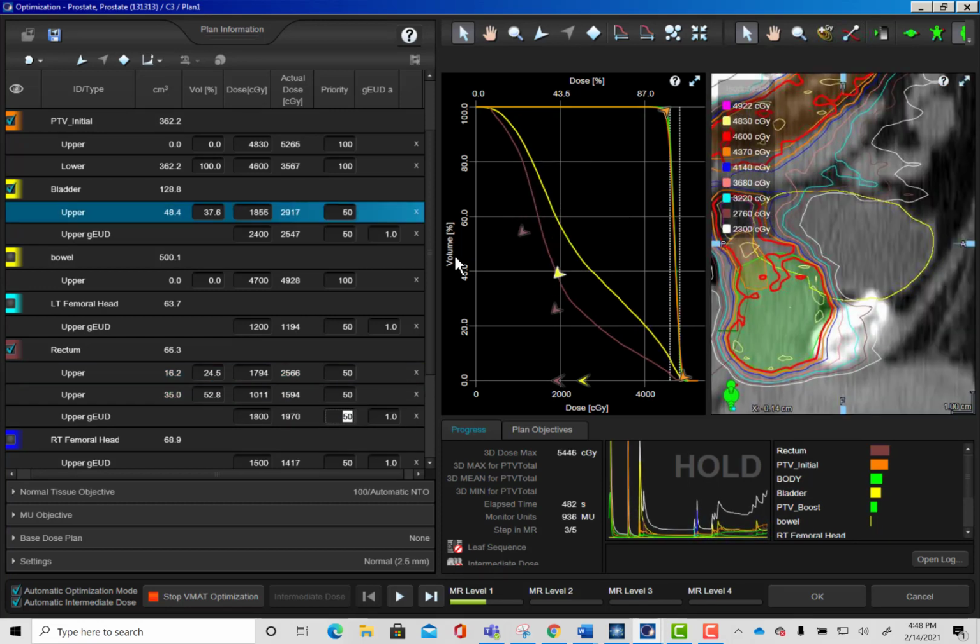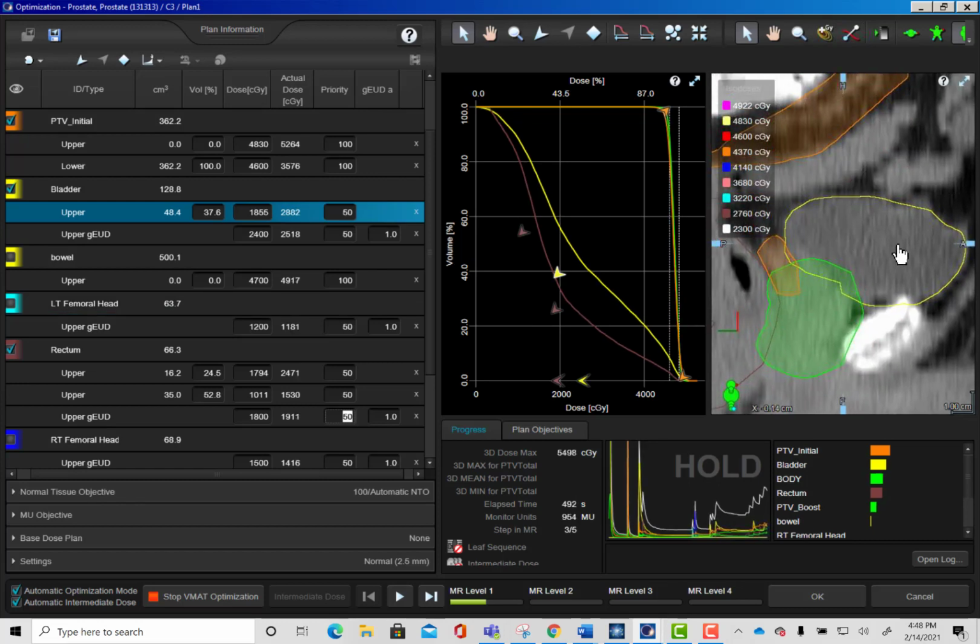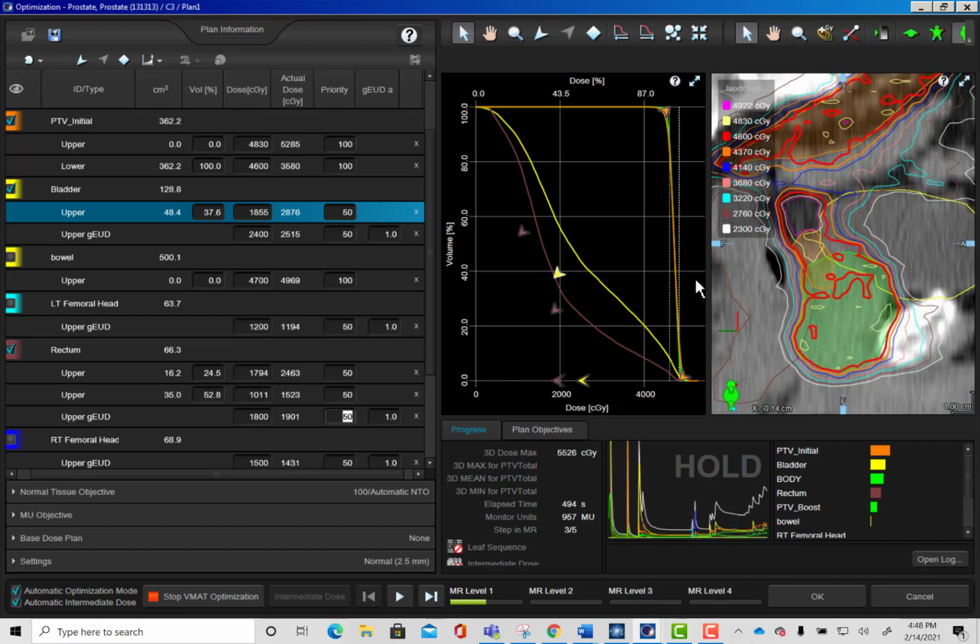All I'm doing, I'm just slowly, slowly dragging these lines down. If you do it too fast, your end product usually doesn't look as good. If you do it slowly like this, works out pretty well. We really haven't lost any coverage yet, so we're going to keep pushing.